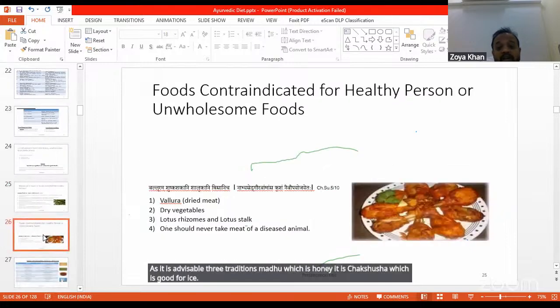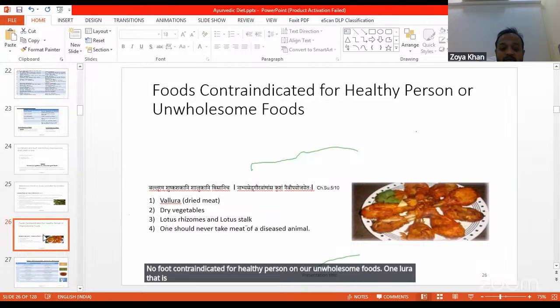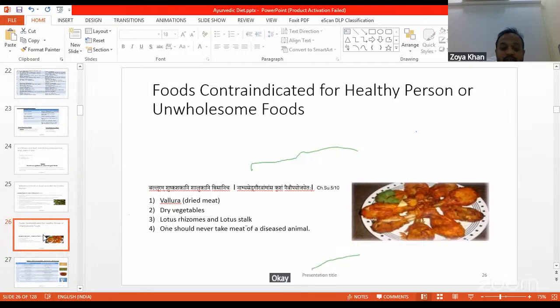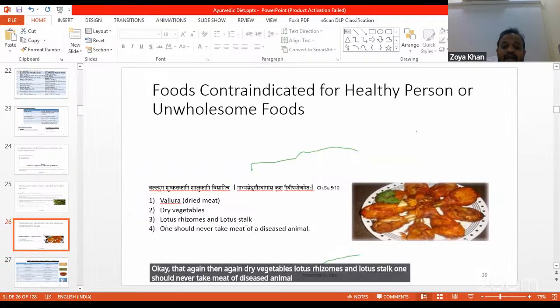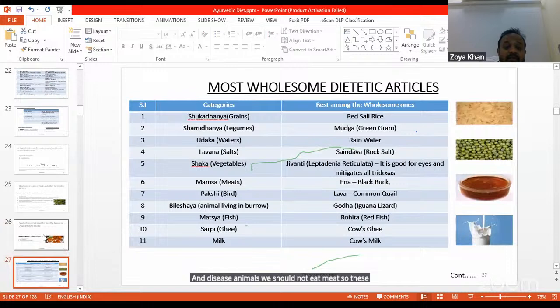Now, foods contraindicated for a healthy person, or unwholesome foods. Vallura, that is dried meats, then dry vegetables, lotus rhizomes and lotus stalk. One should never take meat of a diseased animal. These are unhealthy or unwholesome foods which are not good for our health. When it is dried meat, dried vegetables, lotus stalk, lotus rhizomes, and diseased animals, we should not eat them. So these are the contraindicated diets.